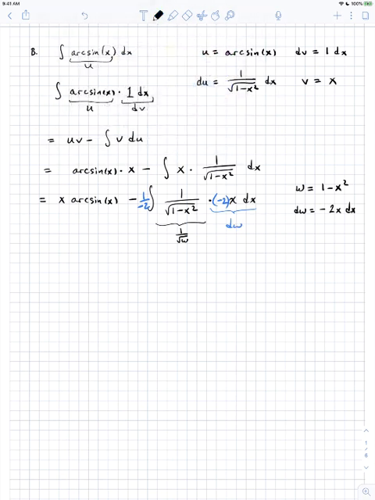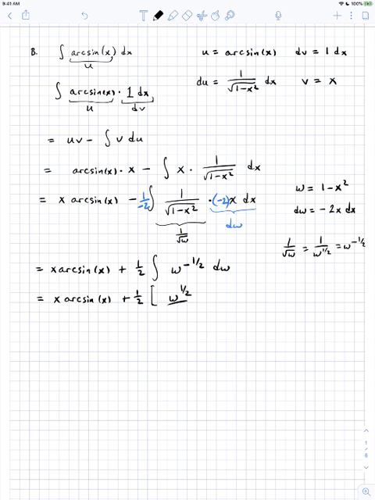So let's rewrite this. So we're going to have x arcsine x minus a minus 1/2 is plus 1/2 the integral of w to the negative 1/2 dw. 1 over the square root of w is 1 over w to the 1/2, which is w to the minus 1/2, which is why I have that there. Okay, so this is a power function, so we use the power rule. So it's x arcsine x plus 1/2, and now we add 1 to the exponent and divide by that new exponent. And then you throw on a plus c.